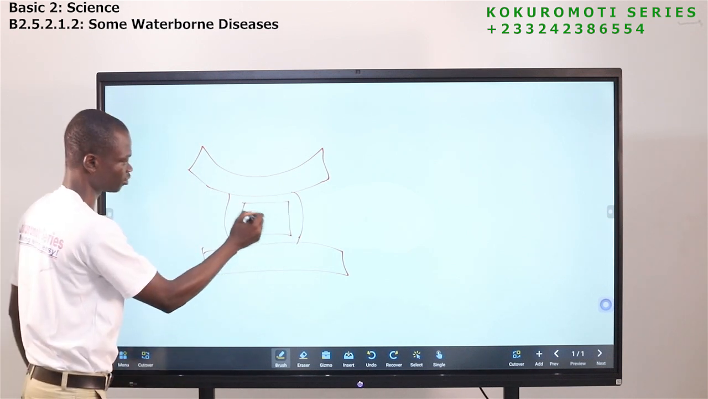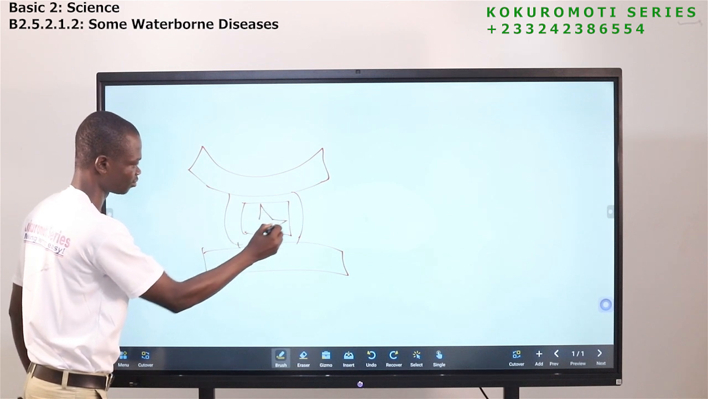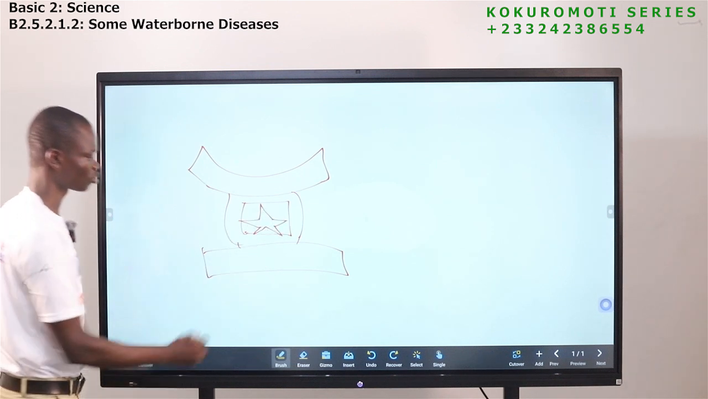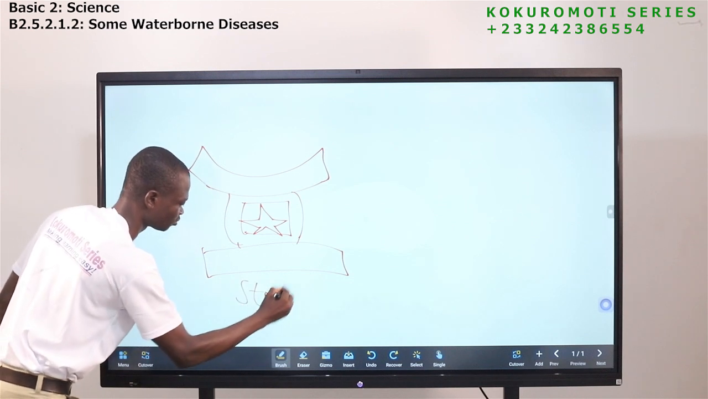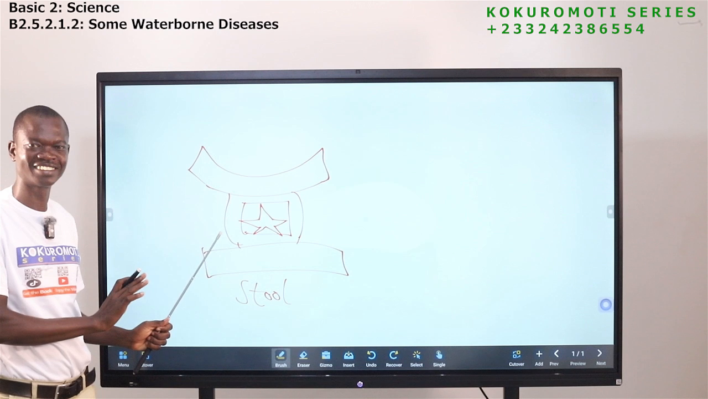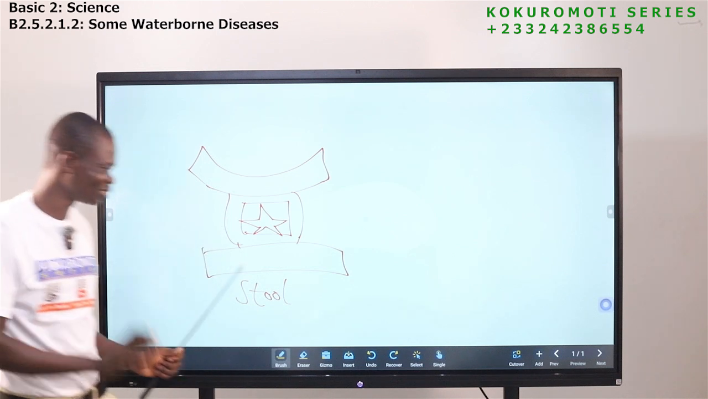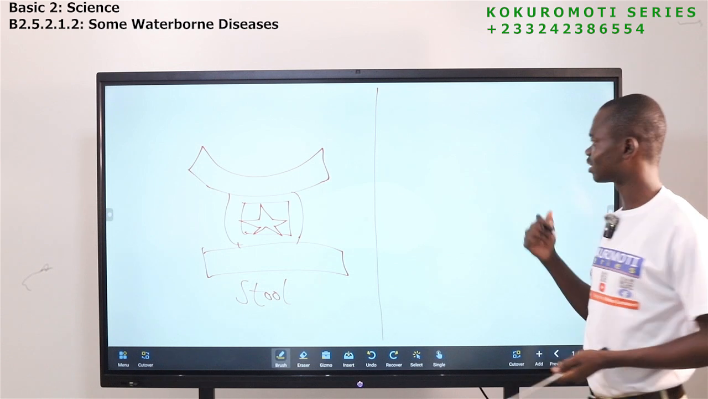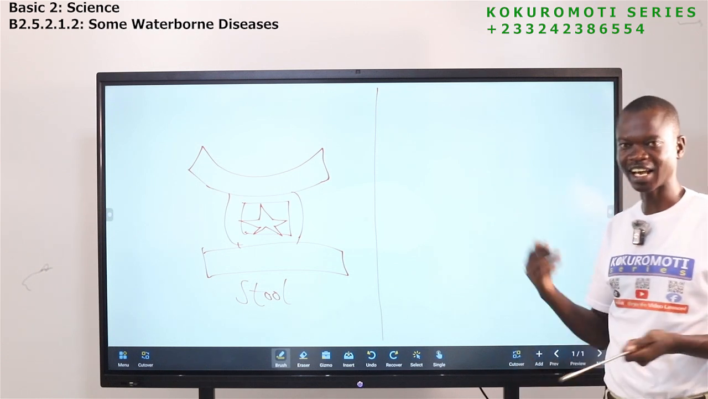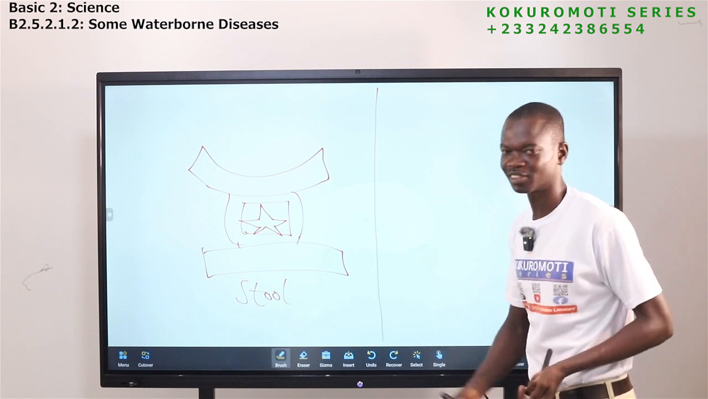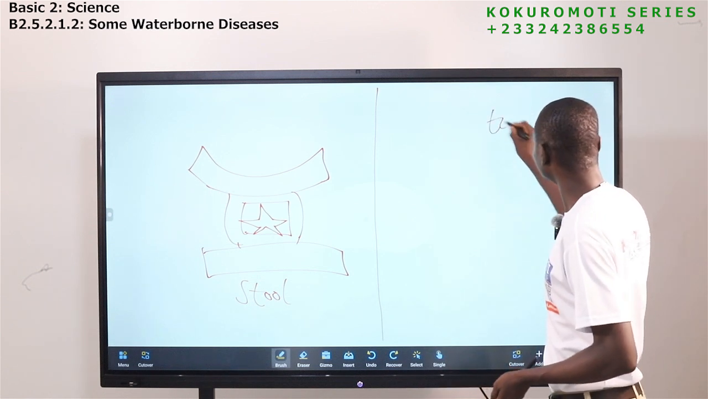Some have a lot of designs and other things. So this is what? A stool. But this is not what we are talking about. If you have watery stool, we are not talking about this. If you go to the hospital or clinic, any health facility, and they ask you to bring your stool, a sample of your stool, what they are trying to say is that bring what?